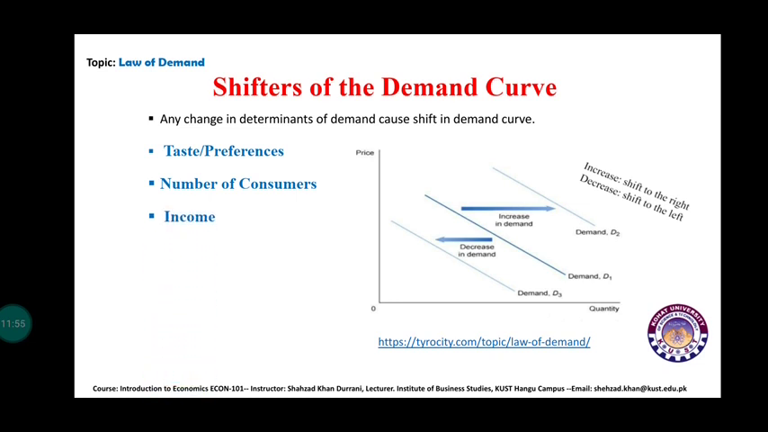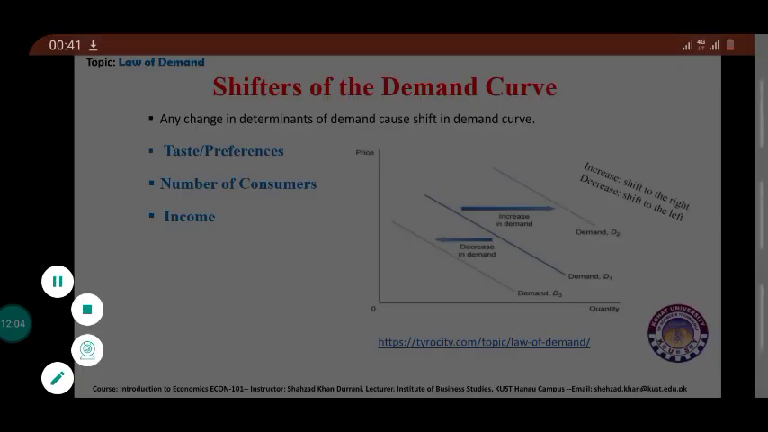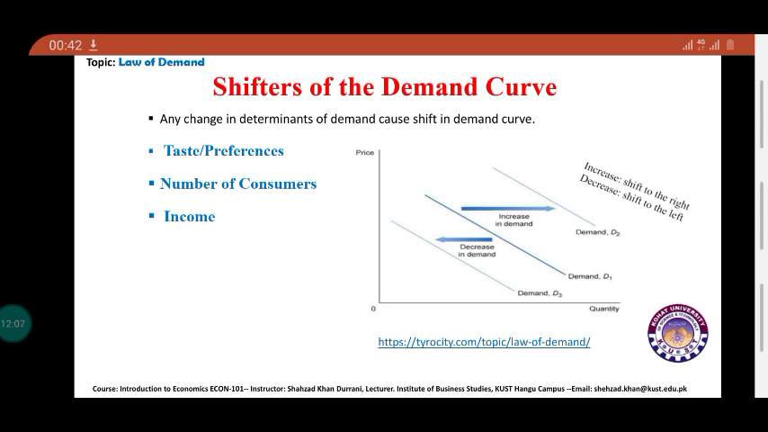Then we have the income effect. The income effect comes into play on two kinds of goods. One is called normal goods, and the other is called inferior goods, right? For normal goods, income has a direct relationship with demand. So if there is an increase in income, the demand for normal goods will increase too. Let's say if your income is increasing, the demand for flour, wheat, and milk will increase too, and these are called normal goods.